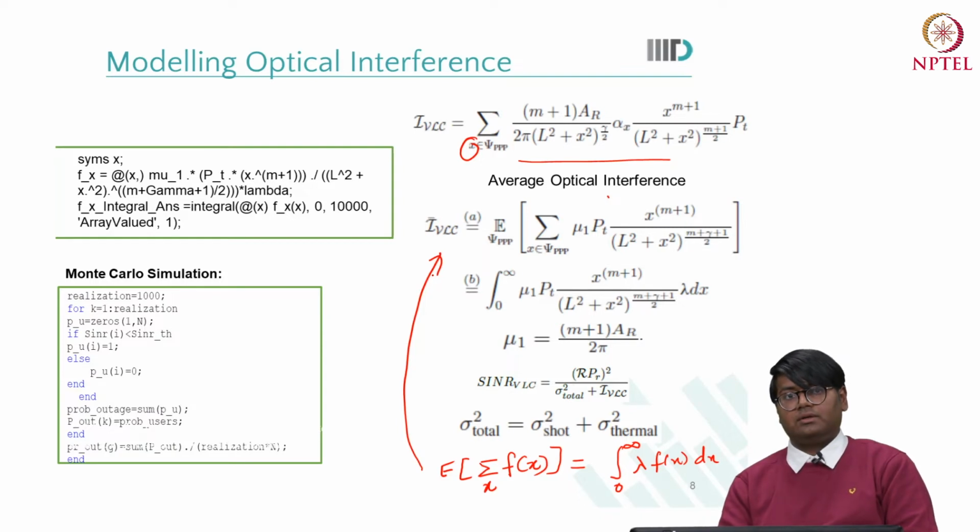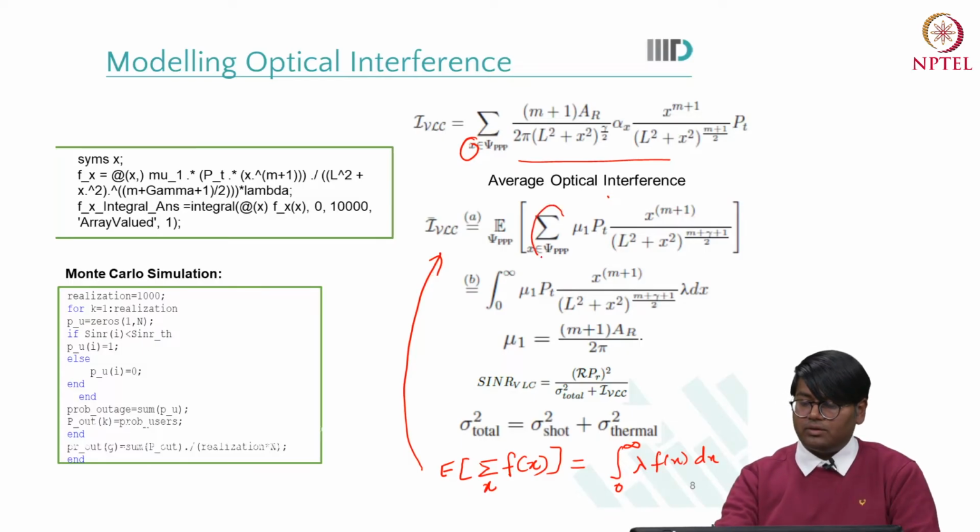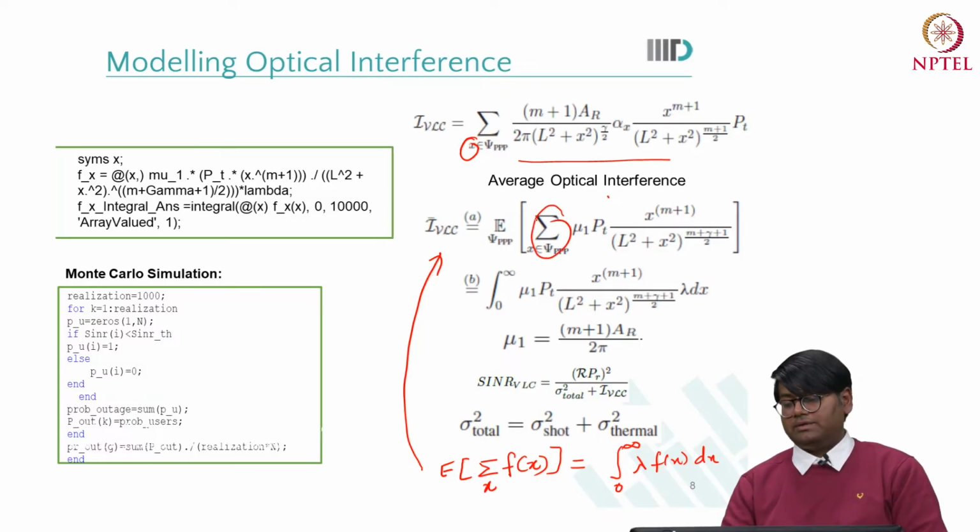So, if you refer to our system model, the optical interference is nothing but the summation of all the optical powers from the interfering vehicles. This summation can be expressed in integral form using Campbell's theorem in stochastic geometry. These are the constants.